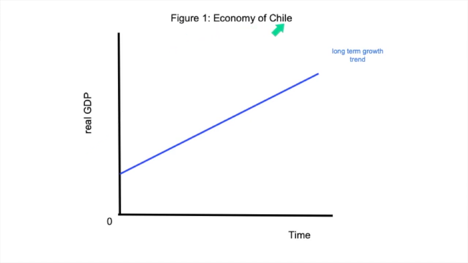And I live in Chile, so I put Chile up here. But this is going to be labeled figure 1, economy of Chile. Real GDP, of course, this is 0. 0 in terms of time, right? And so over time, if a government is doing its job, just like a good parent, there should be a steady growth of the economy. And of course, in an industrialized society, what does that mean? It means 2%, 2%, 2%, 2%.